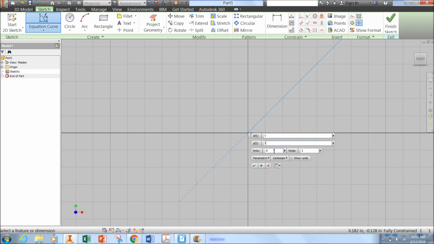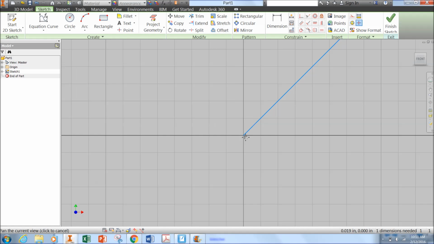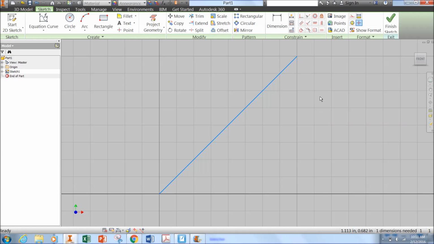Also, we must put our boundary in, knowing that x equals 0 and x equals 1 is the domain that we want for this problem. Accept, and you see our line. Now let's create a second equation curve. This time we're going to define x as t and y as t squared.